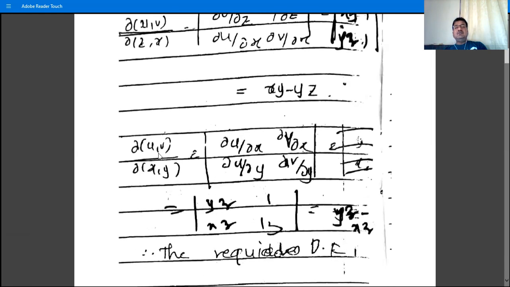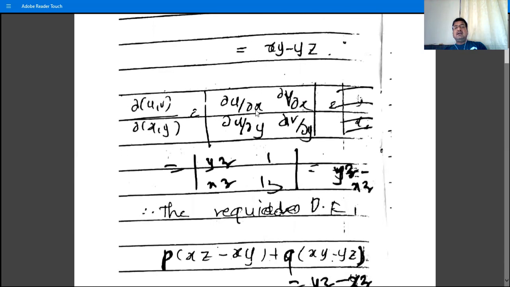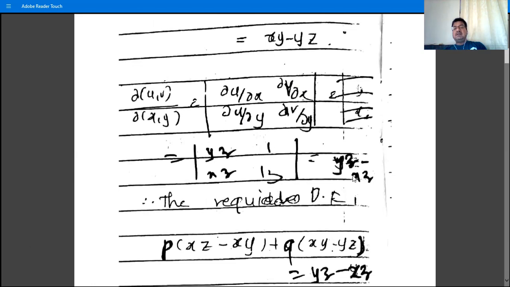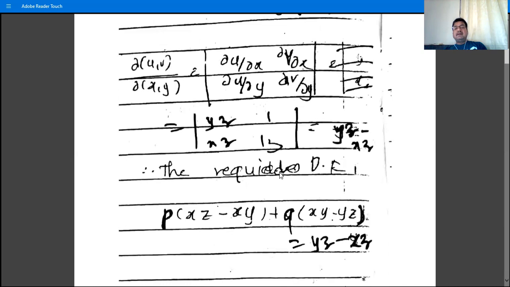Then ∂(u,v)/∂(x,y) is equal to ∂u/∂x, ∂v/∂x, ∂u/∂y, ∂v/∂y. Because u is x into y into z, ∂u/∂x is yz, ∂u/∂y is xz, and ∂v/∂x and ∂v/∂y are both 1. So we get yz minus xz.